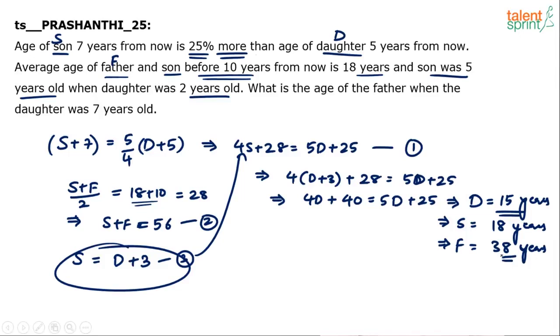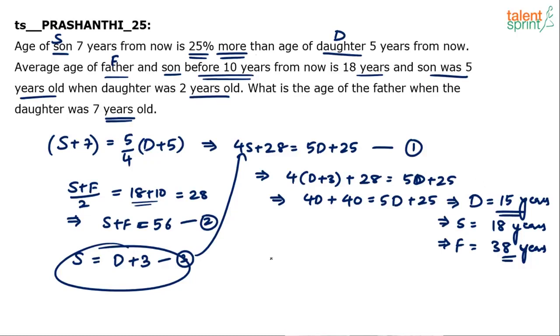But then he's not asking us to find the age of father. He says, what is the age of father when the daughter was 7 years old? When the daughter was 7 years old. The simple point is, daughter today is 15 years old. When will she be 7 years old? 8 years back. You getting it? Today, daughter's age is 15 years. She was 7 years old 8 years back. 15 minus 8.